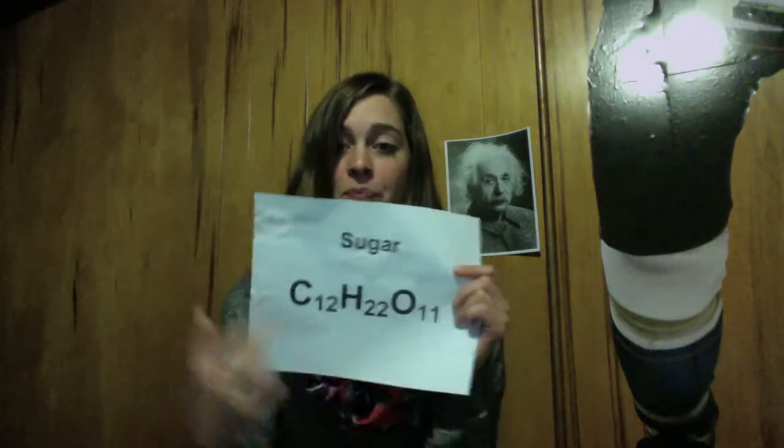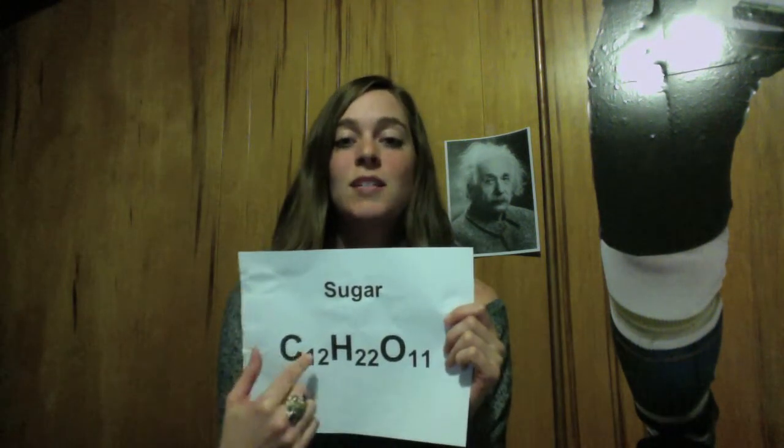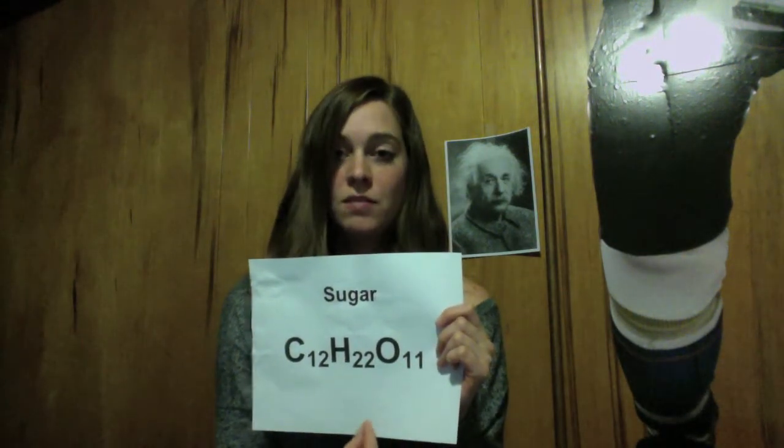But what if I was to take it a step further and ask you what sugar was made out of? Unless you've taken a chemistry class before, most likely you would have to look it up on your smartphone. And you would see that the chemical formula for sugar is C12H22O11. This means that sugar is made out of the elements carbon, hydrogen, and oxygen.